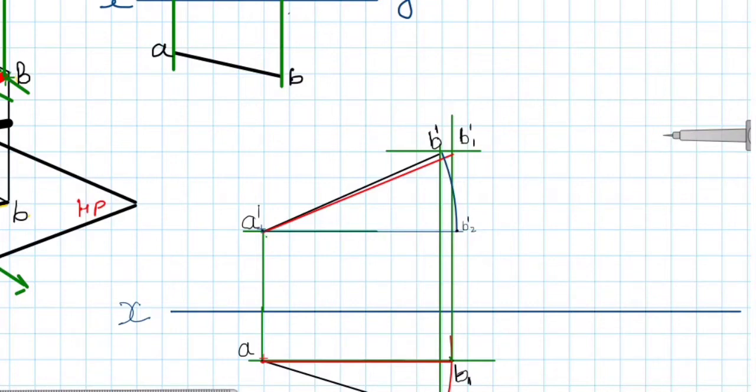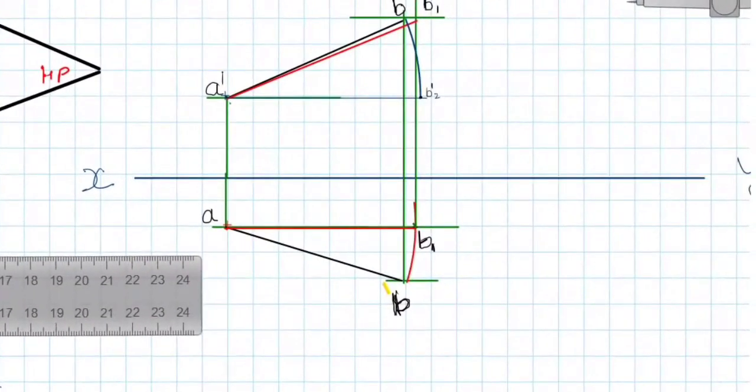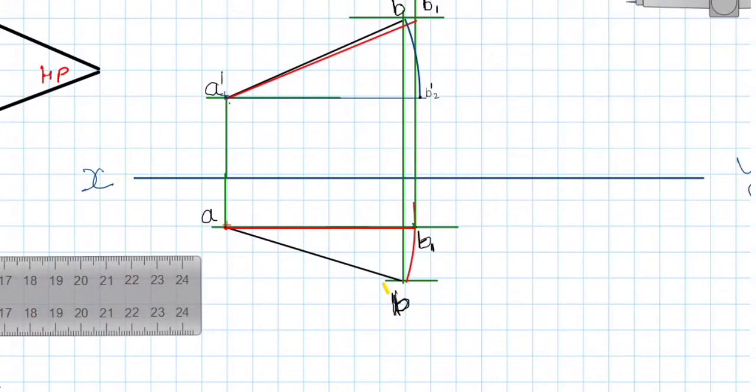Now what we are going to do, we will once again make the projector from the B2 dash in order to get its top projection, like this. And wherever this projector will cut the locus of B, that will be our B2.